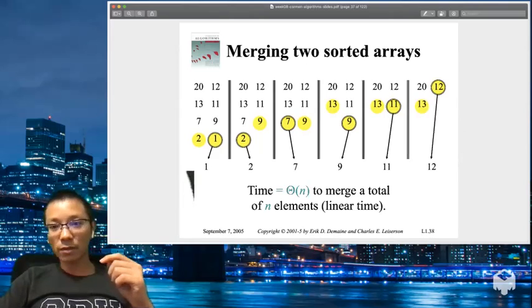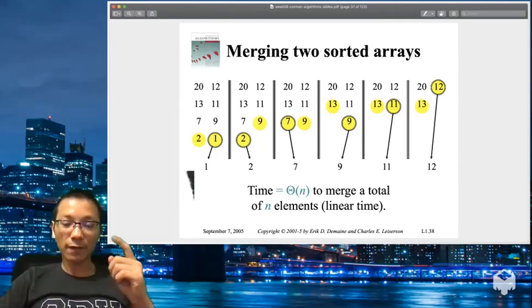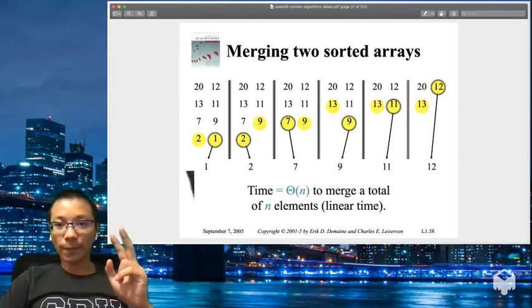Once I've taken 12, there's no right-hand side, there's nothing left. We know the remaining portion of the left-hand side of the array is already sorted. Remember, we start with the two sorted halves. And so we just simply take the rest of it and put that at the end. So now we have a new combined sorted list, right? So this is how this merging process works.